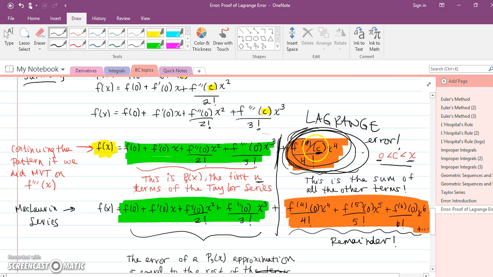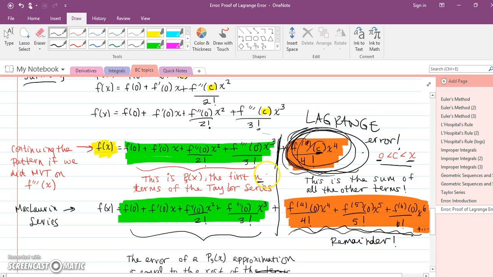Now the thing is, if I knew what c was, then I could actually find what this term is equal to, and then I could find what the error is exactly equal to. The thing is, you don't know what exactly c is, and the AP exam will never tell you what c is. So the whole point of an error bound is to give us the maximum that our error could be. And it tells us how far away we could be from the real answer.